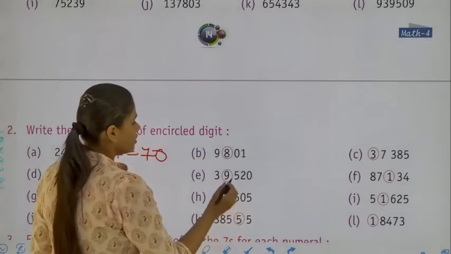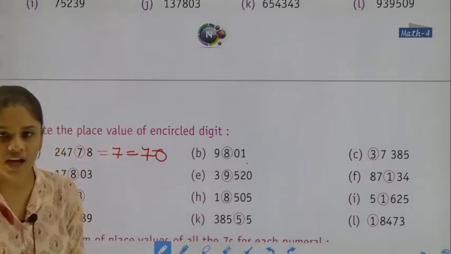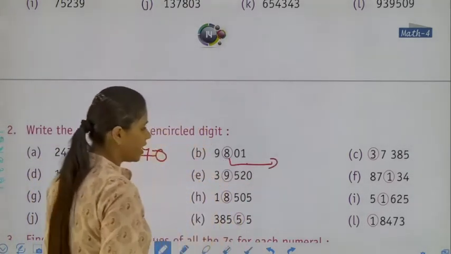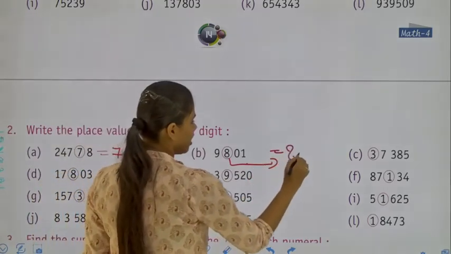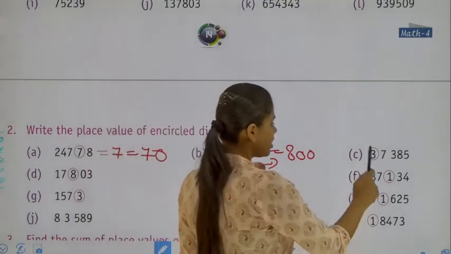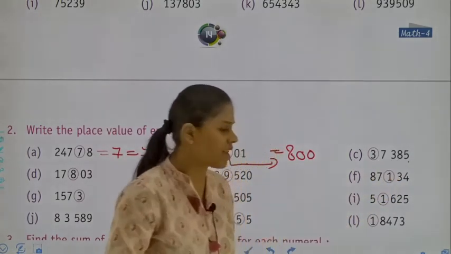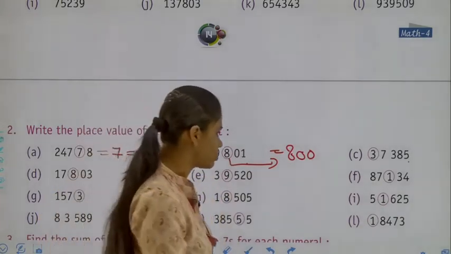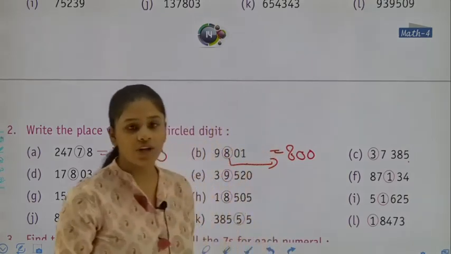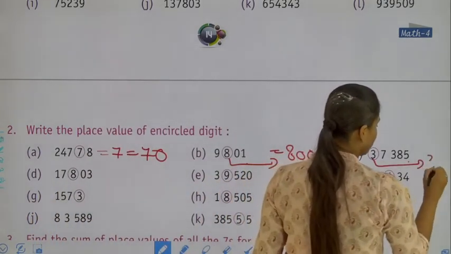Now move towards the next part, that is 9,800. That is ones, tens, hundreds, thousands. We have to tell the place value of 8, that is 800. Now move to the next part, that is 3. Ones, tens, hundreds, thousands, ten thousands. That is 37,385, and we have to tell the place value of 3, that is 30,000.